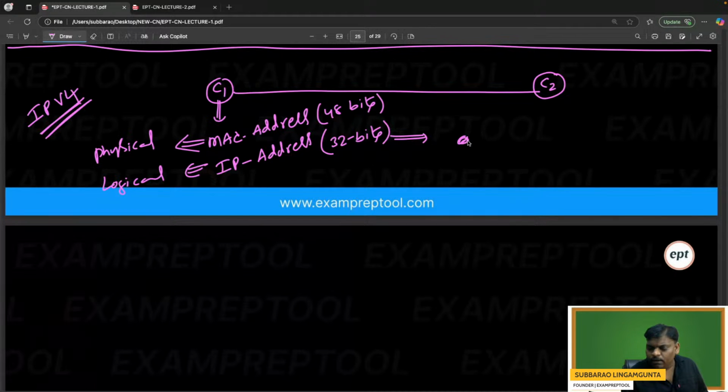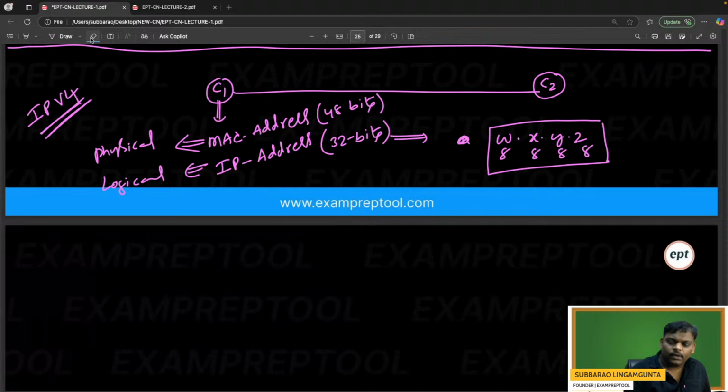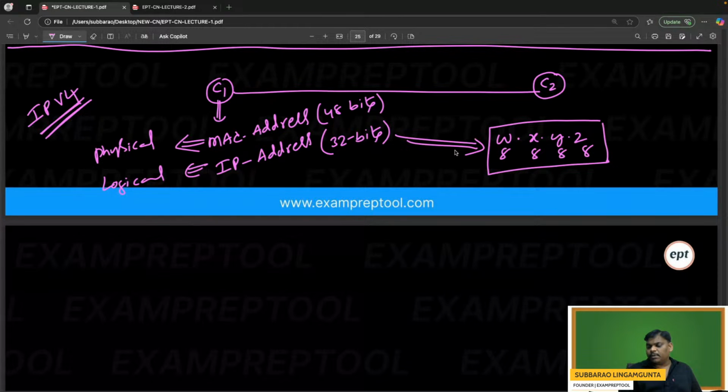Let me write it now: W dot X dot Y dot Z, 32 bits. Everything will be represented in 8 bits, in the form of 4 octets. Every octet means 8 bits.